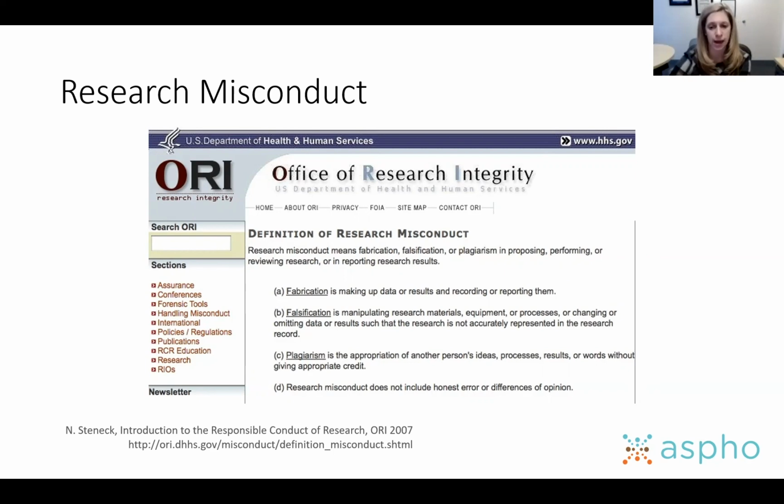The third is plagiarism, which is the appropriation of another person's ideas, processes, results, or words without giving appropriate credit. And then the last is a catch-all category of research misconduct that does not include honest error or differences of opinion. So basically, here they're trying to make room for the fact that any of these things, potentially A through C, could, at least in theory, be the result of honest error, and research misconduct implies that it was not an honest error.